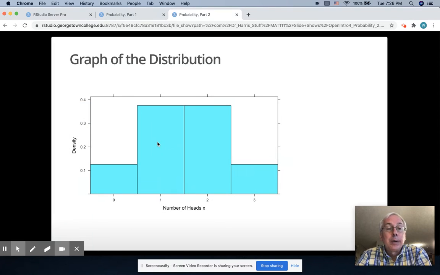We could draw a histogram essentially of this distribution, where this height is 0.125, that's 1/8 in decimal form, and this height here is 0.375, 3/8 in decimal form. And so we can see the shape of the distribution, where 1 and 2 are each 3 times more likely than either 0 or 3.